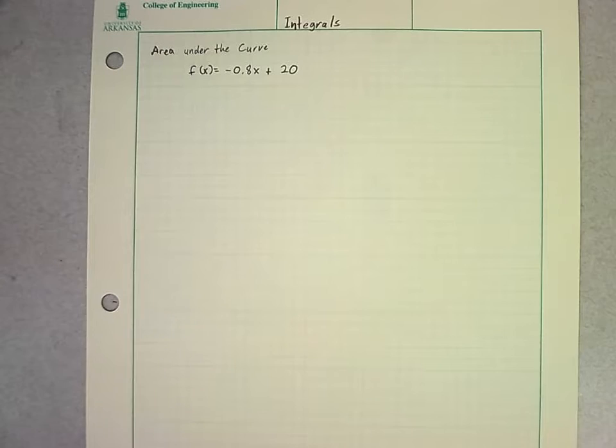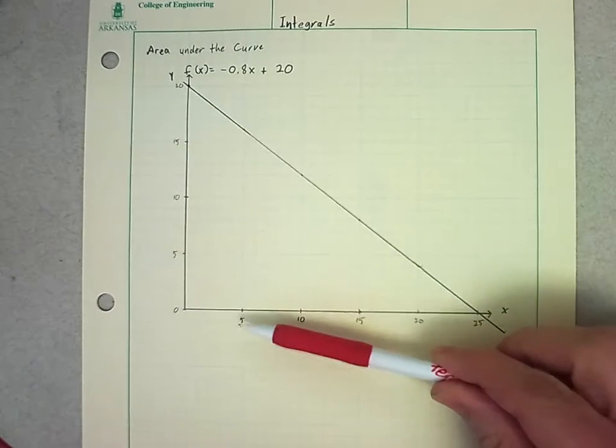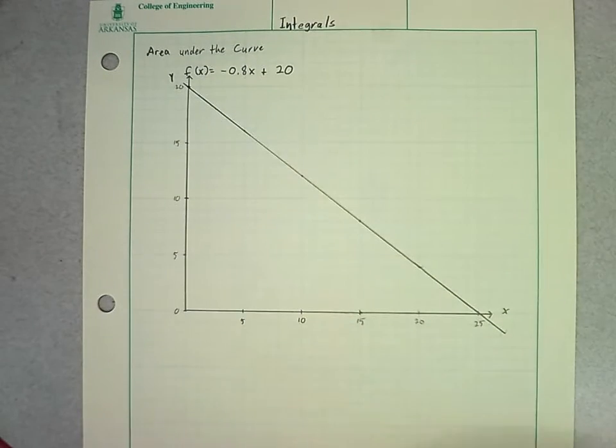With area under the curve, we can take a function, and for this example, we're going to use f of x is negative 0.8x plus 20. So the first thing I need to do is draw that out. The nice thing about this is having engineering paper, whereas previous times I've just drawn quick sketches that weren't necessarily to scale. This time we're going to draw everything out a little more precisely. I've measured and made each block a square.